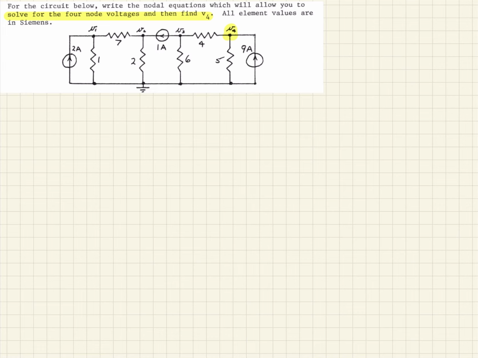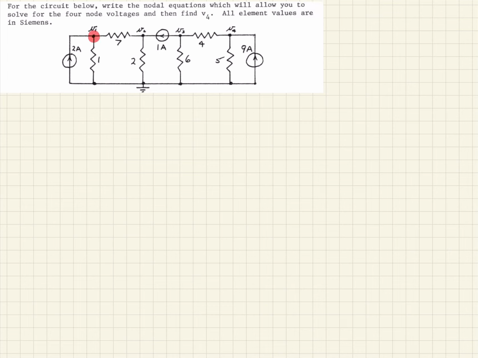And we need to also note that in this case, all the resistors are given in Siemens, so that means it's conductance, not resistance. So instead of dividing by that, we would multiply by those. All right, so let's go about this and see how this works.